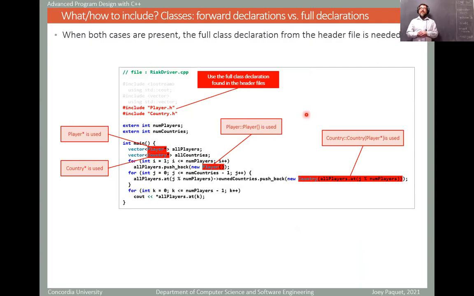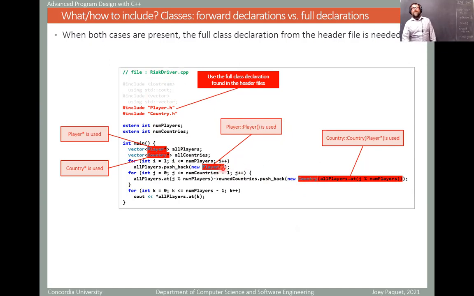Of course, if you have both cases in the same file, which is happening in this file here, the risk driver.cpp, you might say, oh, player star, country star, easy, I'm just going to make my forward declarations. However, you look here and you see that it's calling the default constructor of the player class. Here it's calling another constructor of the country class, the non-default constructor of the country class.